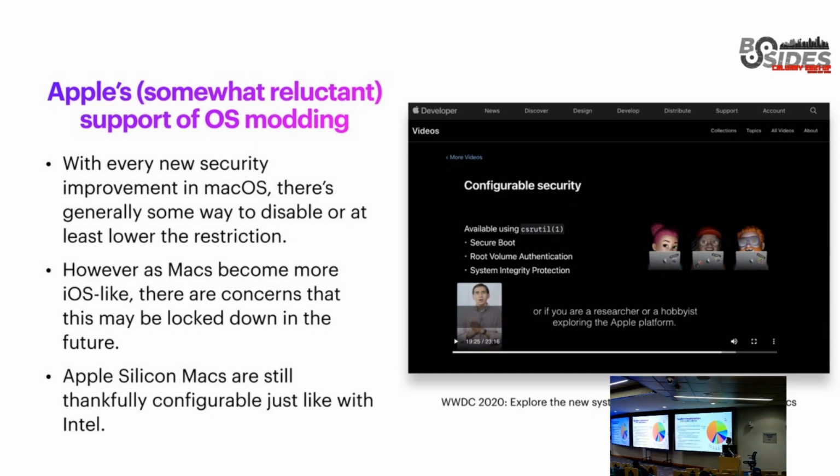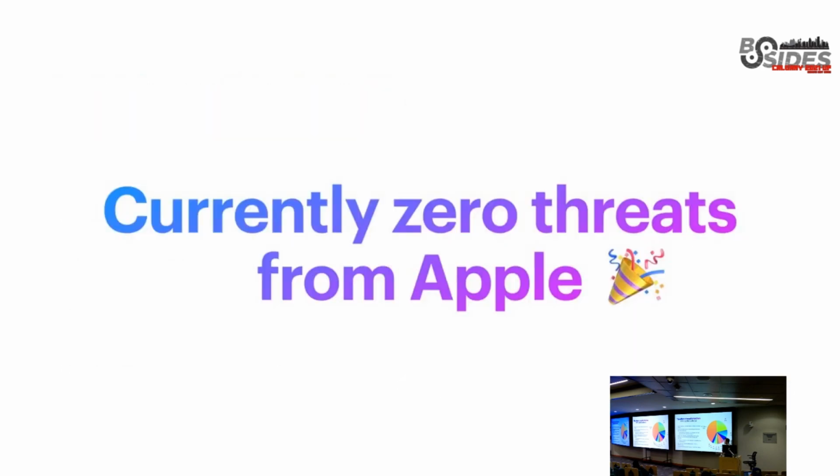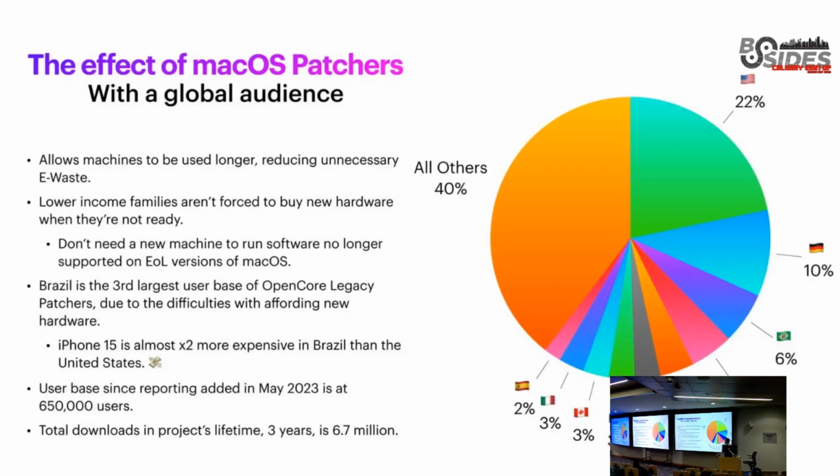So then let's look at how macOS patchers have affected the world. They, of course, allow machines to be used longer, reducing unnecessary e-waste. And they also allow lower-income families to keep their machines around longer and not buy new hardware when they're not ready. For example, if the latest Adobe Acrobat suite requires you to install the latest version of macOS, that doesn't mean your machine becomes suddenly obsolete because you can't use it for class. There are still ways to get the machine running longer.